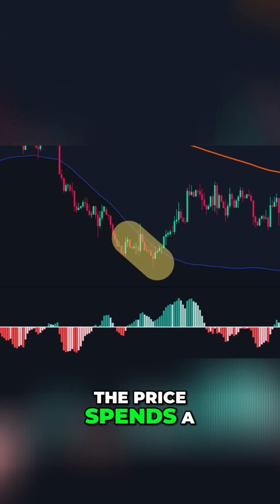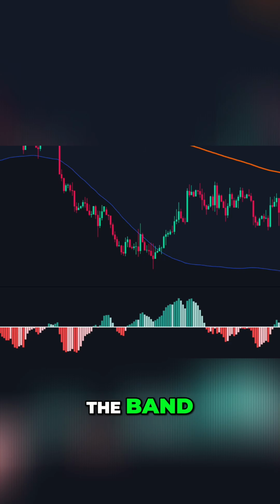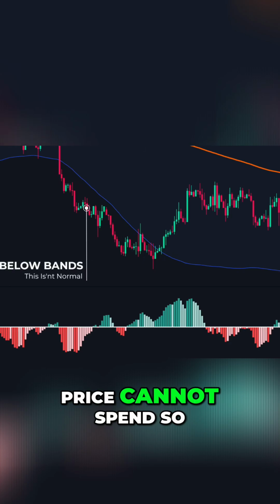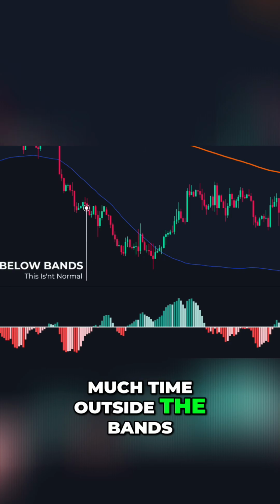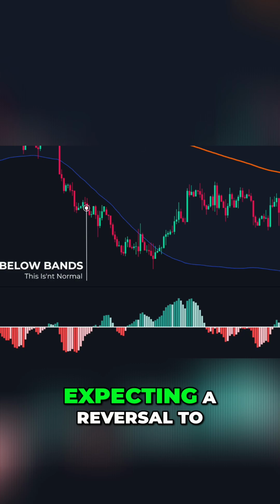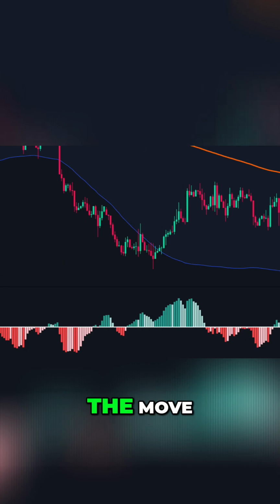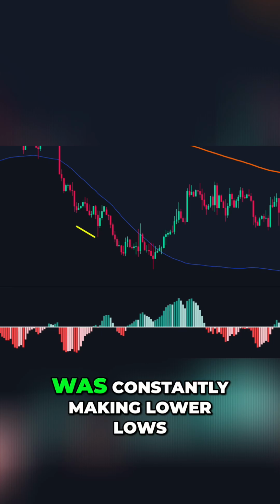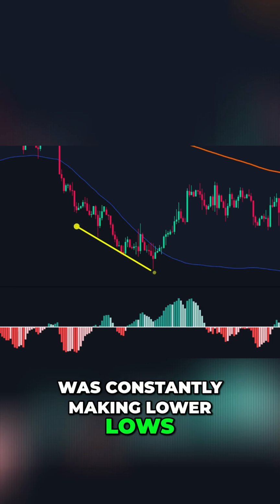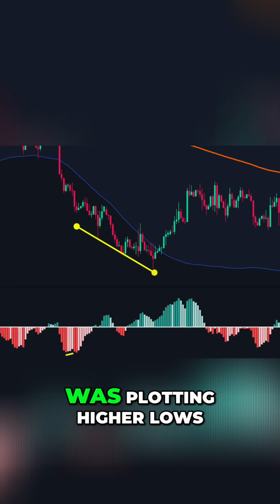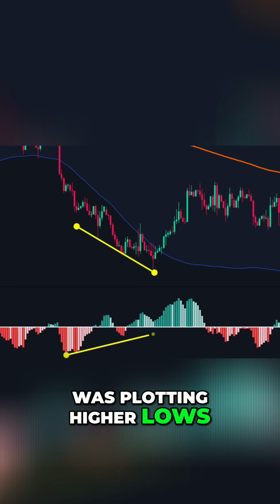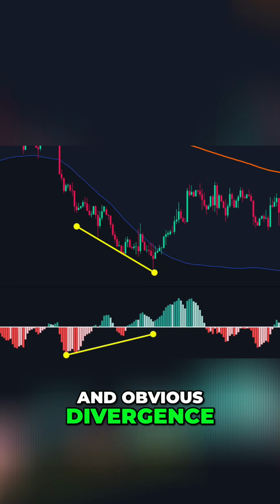The price spends a lot of time below the band. We know that the price cannot spend so much time outside the bands, so we are already expecting a reversal to the upside. Towards the end of the move, we see the price was constantly making lower lows, but the MACD histogram was plotting higher lows. This was a clear and obvious divergence.